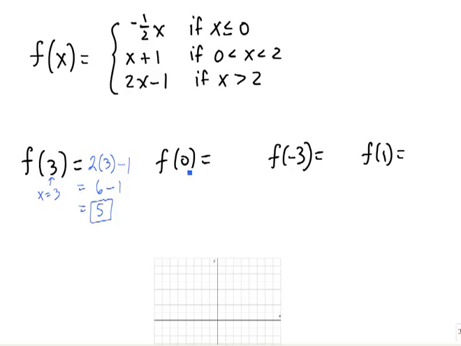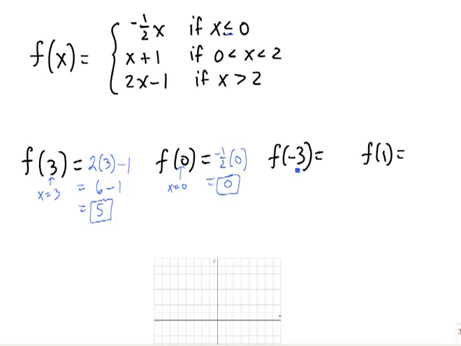Okay, let's look at f of 0. This time we want x to be 0, and which restriction over here includes x equals 0? We have an equal bar right here for this 0. So 0 is in this top rule. So I'm going to substitute in 0 in for this x. So this would be negative 1/2 times 0, which is going to stay 0. So f of 0 is just 0.